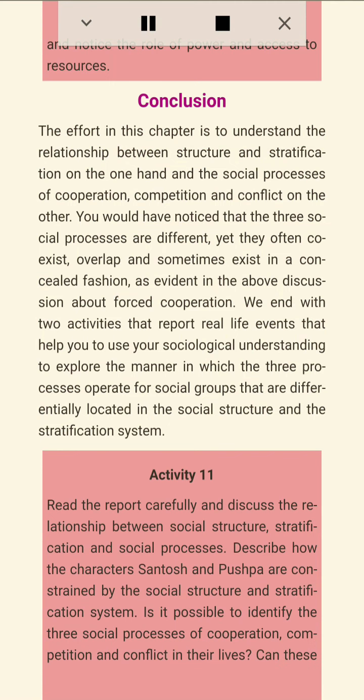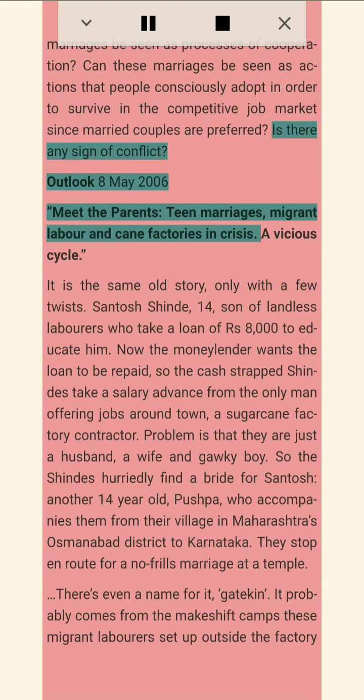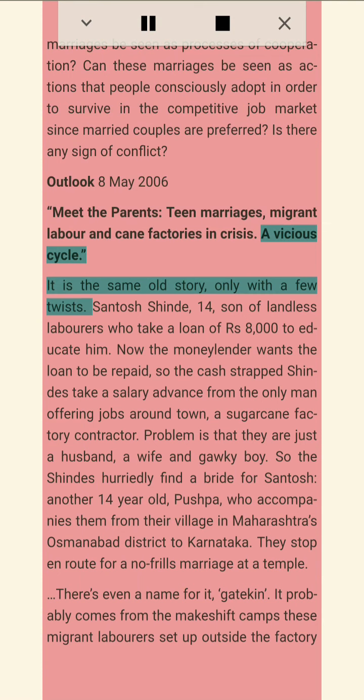Can these marriages be seen as processes of cooperation? Can these marriages be seen as actions that people consciously adopt in order to survive in the competitive job market, since married couples are preferred? Is there any sign of conflict? Outlook, the 8th of May 2006, Meet the Parents, Teen Marriages, Migrant Labor and Cane Factories in Crisis.